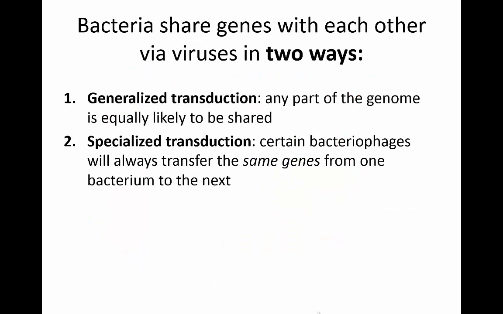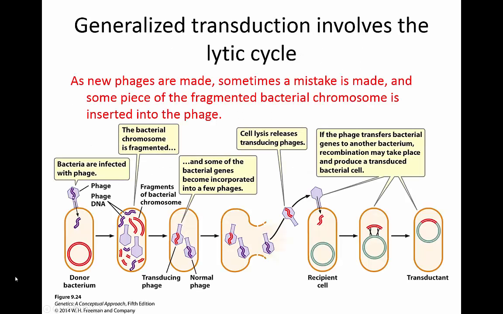Now, how is this process exploited in order for bacteria to share bacterial genes among each other? So there are two ways that this can happen, and we're going to talk about both of them. First of all, generalized transduction. Second, specialized transduction. Generalized transduction always involves the lytic cycle.